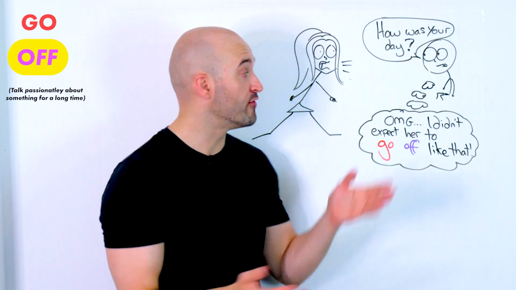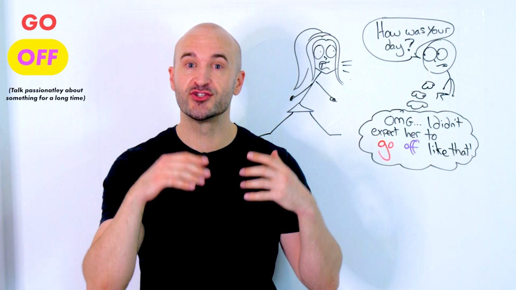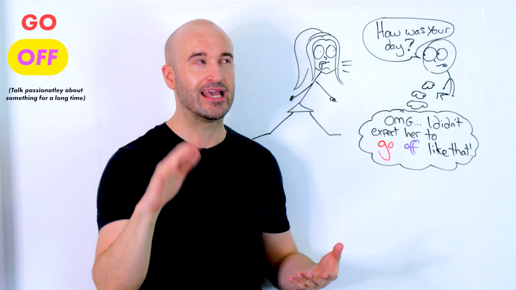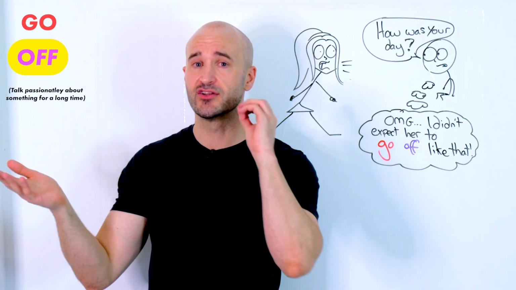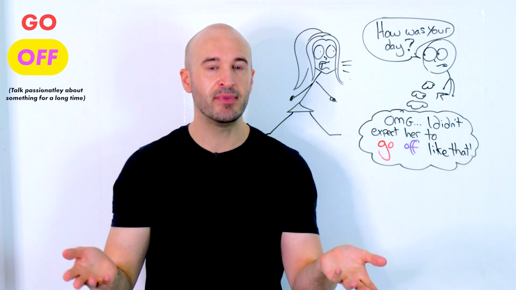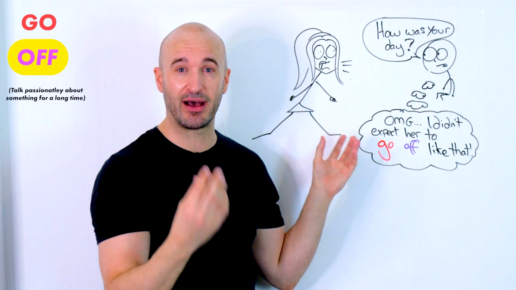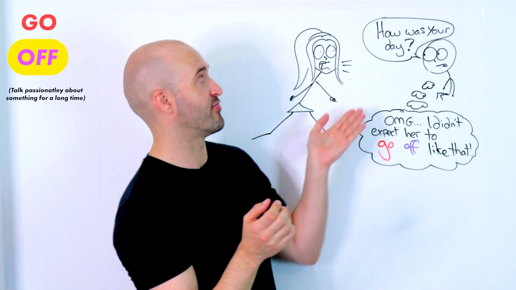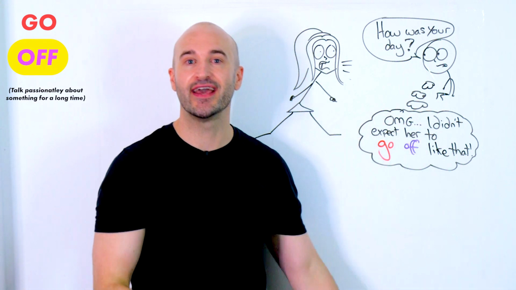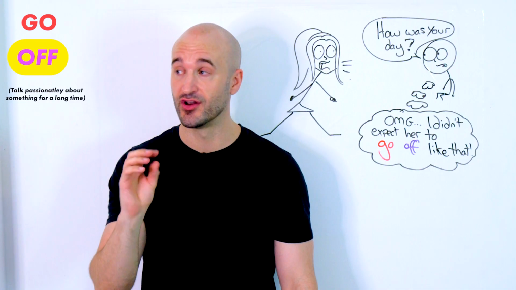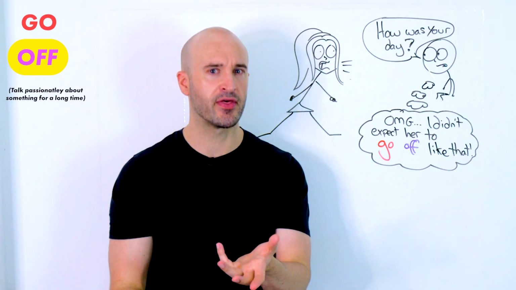So one meaning of to go off means to talk passionately or for a long time about something. If you say she started going off about something, yeah, it could mean she's just really passionate about her day. She really needed to talk about it. And that was the trigger. Or it can mean, yeah, she was very angry and she talked for a long time about it. So keep that in mind.